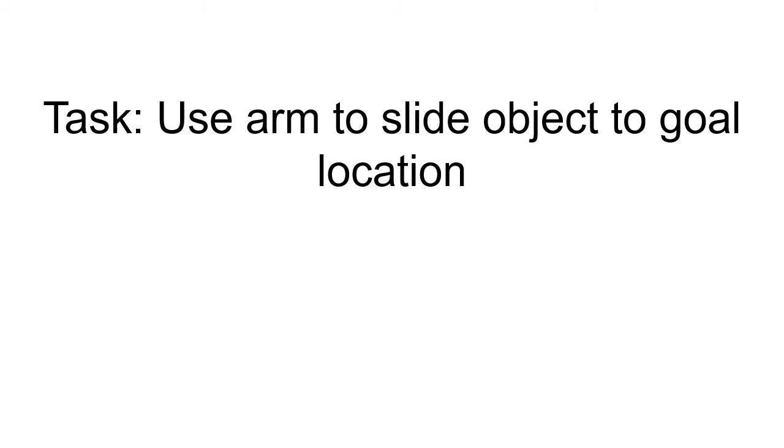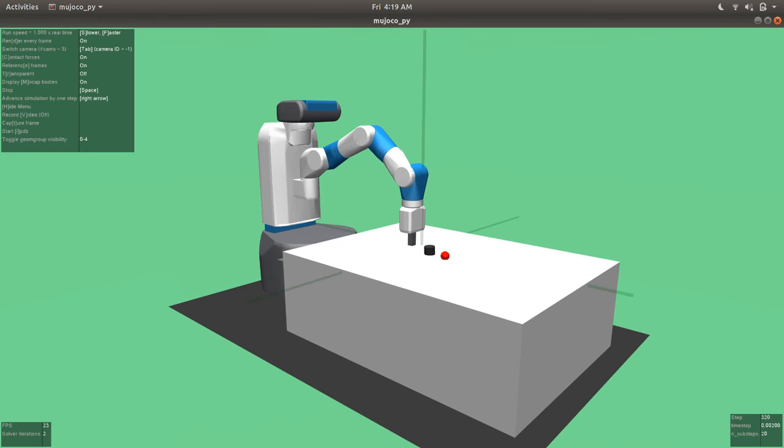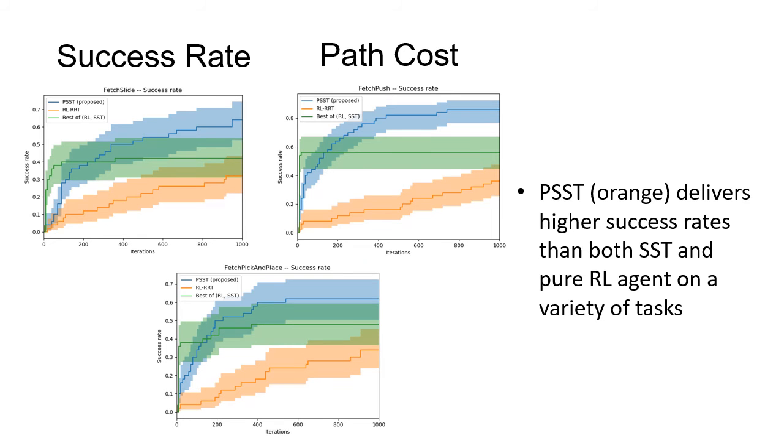This allows our method to excel at solving problems that are challenging for both reinforcement learning and planning, such as the difficult object slinging task for the Fetch robot. We find that PSST delivers higher success rates than both SST and a pure reinforcement learning agent on a variety of tasks.